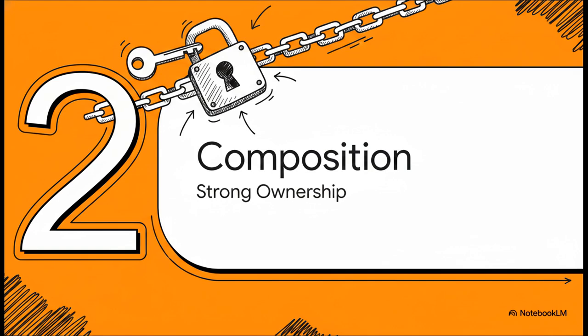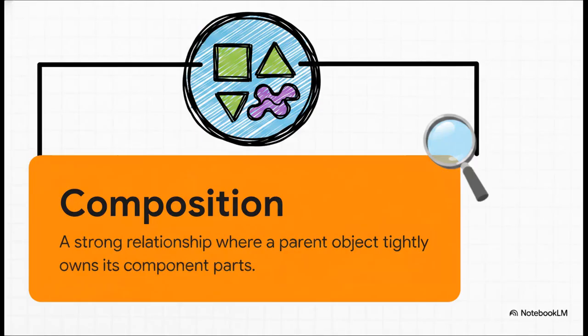Section 2. Composition, strong ownership, the tightly coupled relationship. Let's meet our first contender. By definition, composition is a strong relationship where an object is built from tightly coupled component objects. The parent creates and absolutely owns the parts. You can think of composition as the ultimate micromanager. It's a slightly clingy relationship, to be honest. The parent is the absolute unquestioned boss of its subcomponents.